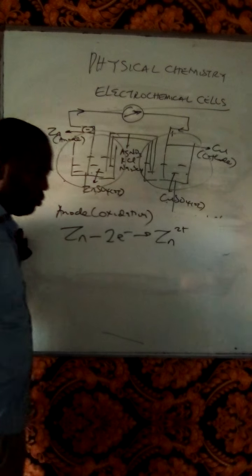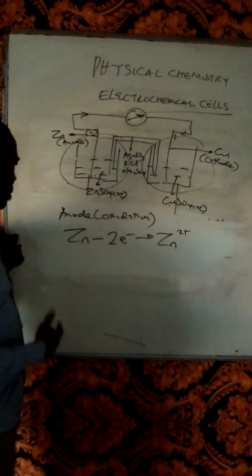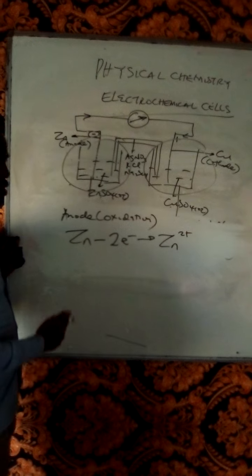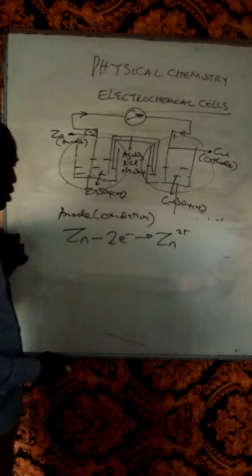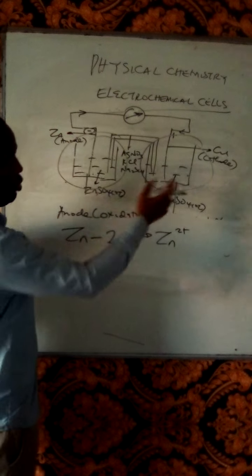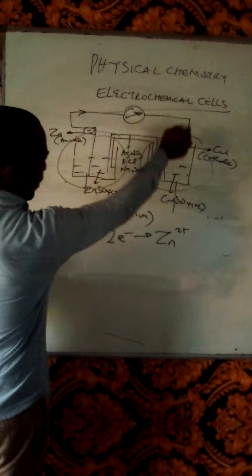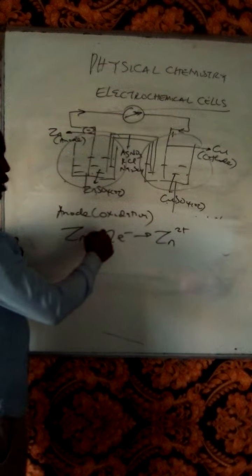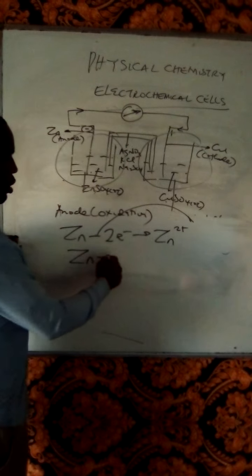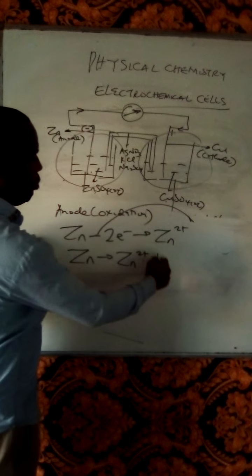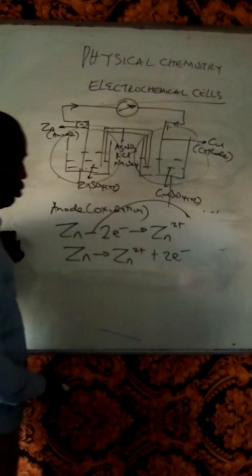By normal convention, when you have oxidation, the electrons are written on the right hand side to show that electrons are given out as a product as they come out to the external wire. So when we carry the electrons to this side, it turns to plus. So now I have zinc giving us zinc 2+ ion plus 2 electrons. This is the oxidation equation.